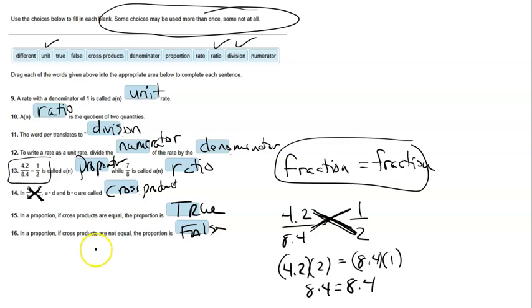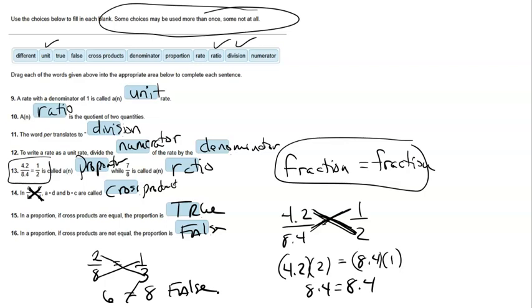For instance, if I give you 2/8 is equal to 1/3, that is set up as a proportion. A fraction equals a fraction, but if we calculate the cross product, 2 times 3 is 6, equals 8 times 1 is 8. Notice 6 does not equal 8. That means that is not a true proportion.